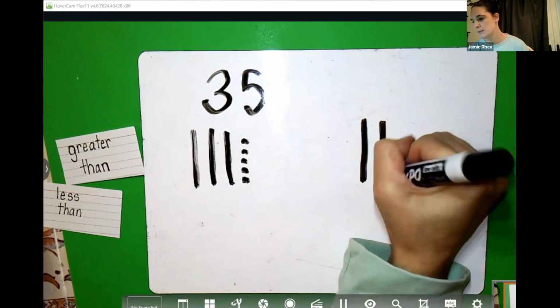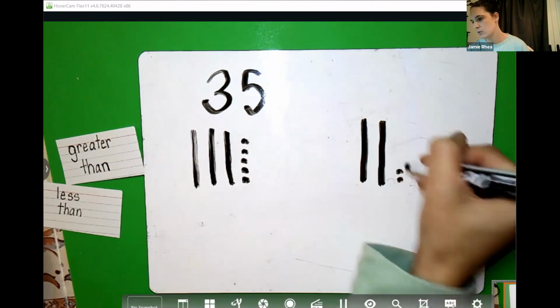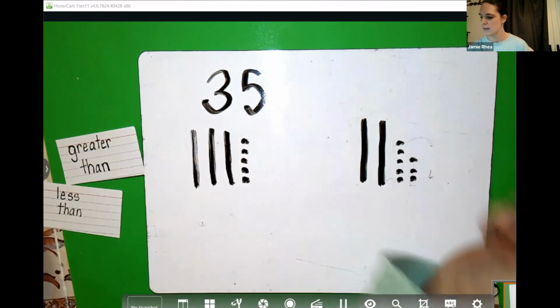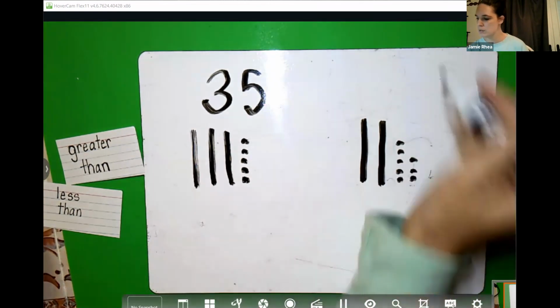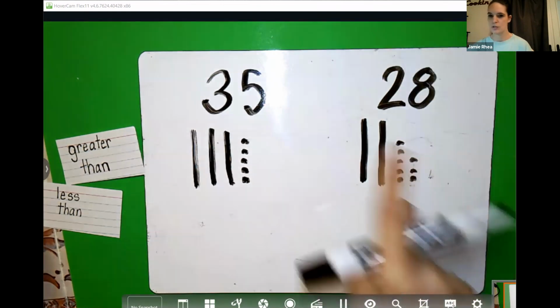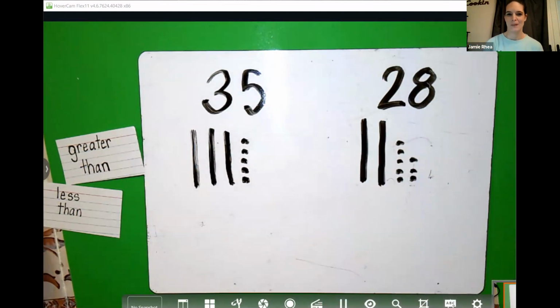2 10s, 8 1s. 1, 2, 3, 4, 5, 6, 7, 8. 2 10s, 8 1s. Mathematicians, what number is that? 28. Oh yeah! 2 10s, 8 1s is the same as 28. Let's go ahead and label our drawing.